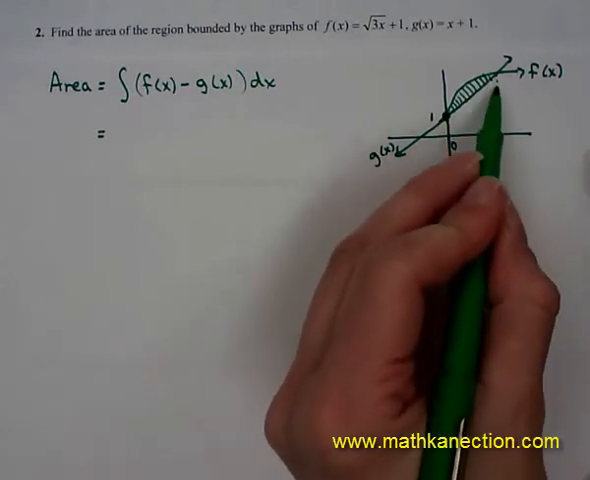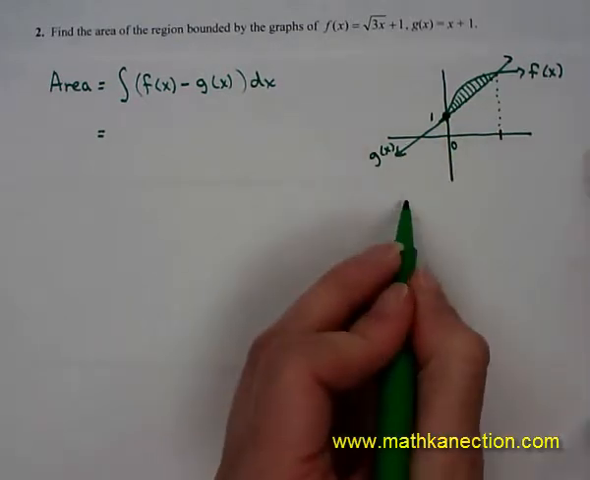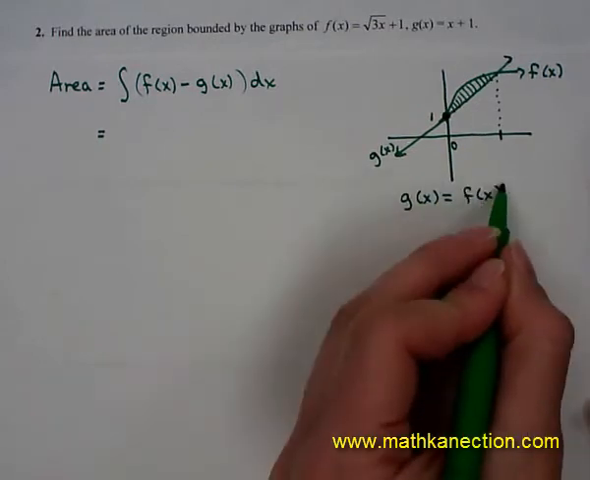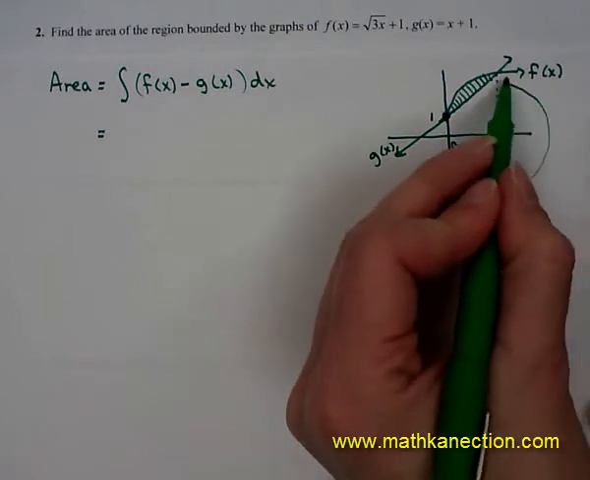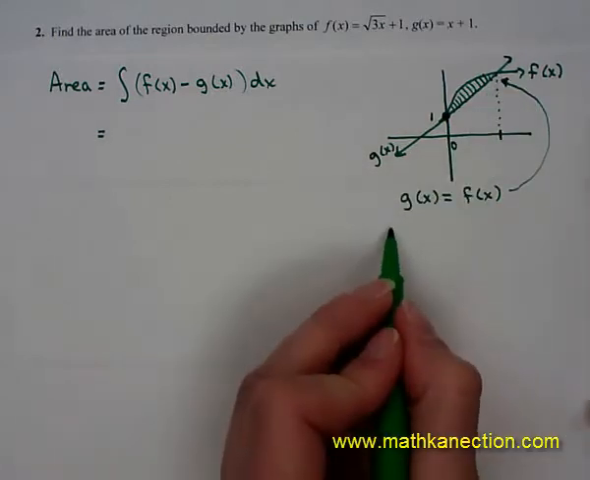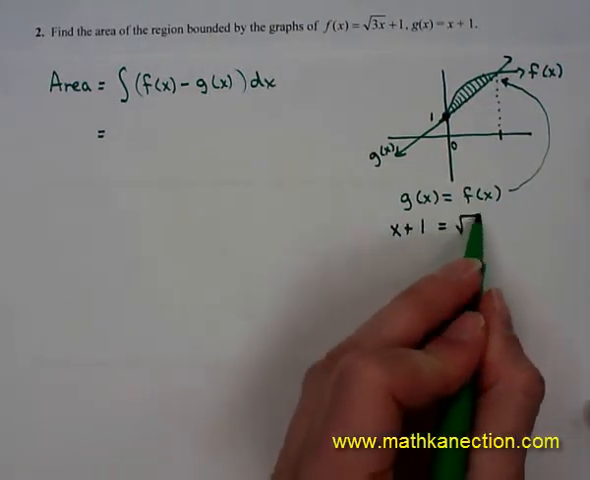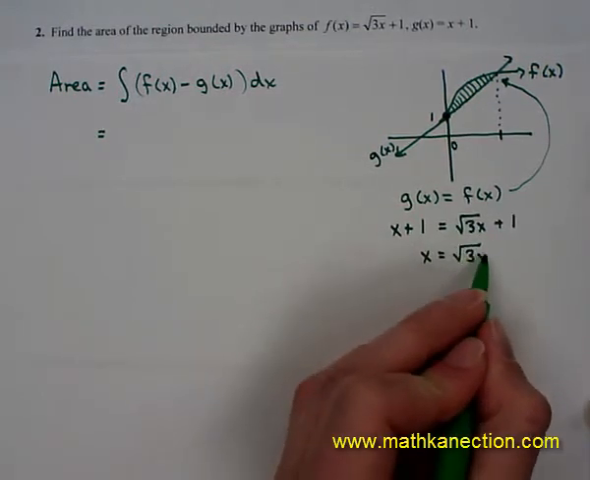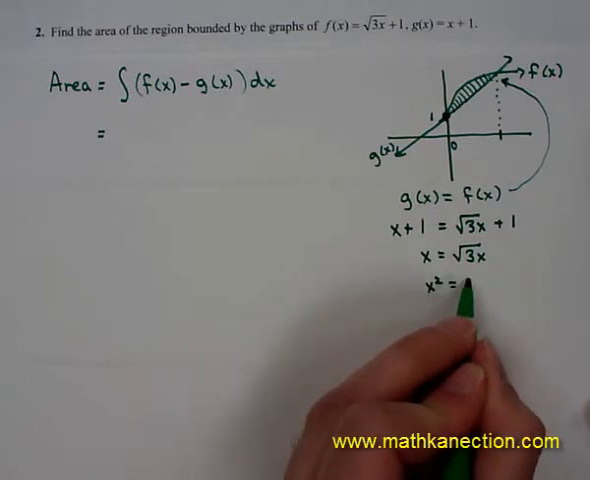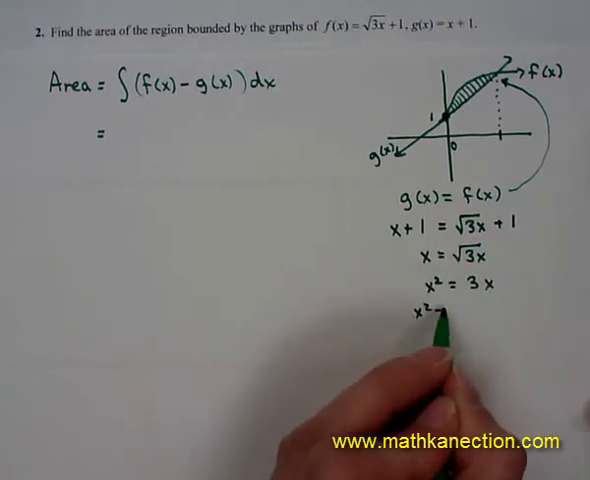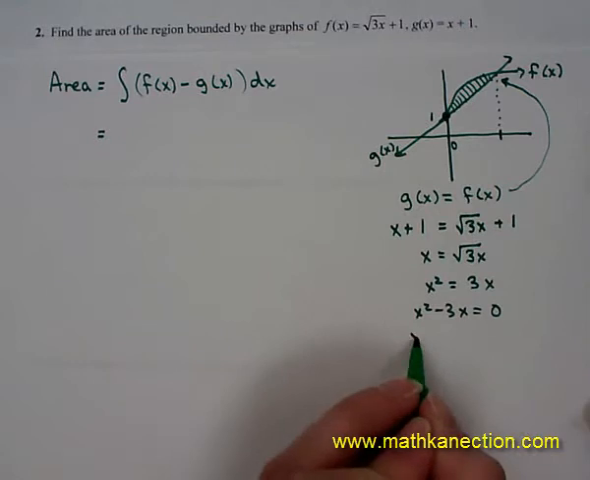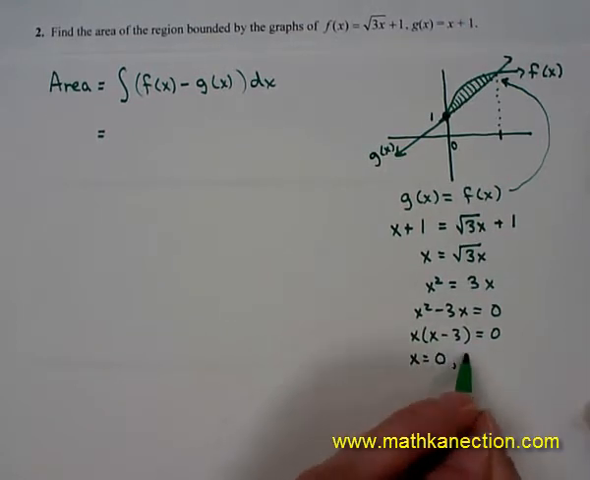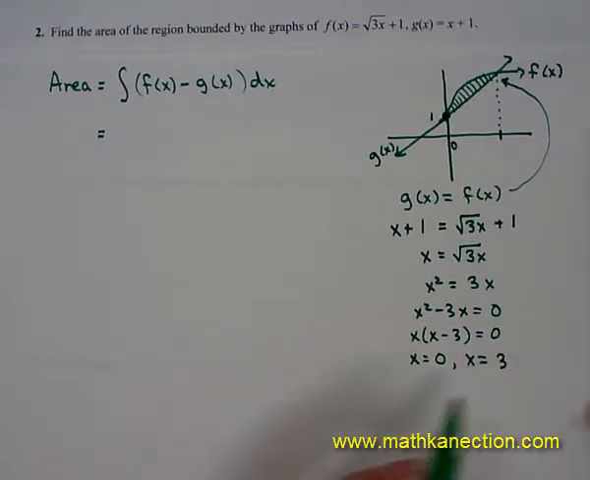We can see that the two graphs intersect at 0, and we need to determine what other x value the two graphs intersect at. So we'll go ahead and take g of x, set it equal to f of x in order to get that intersection point. So we'll take x plus 1 is equal to the square root of 3x plus 1, subtracting x from both sides, then squaring both sides, bringing over the 3x, factoring out an x. Our two intersection points are x equals 0 and x equals 3.